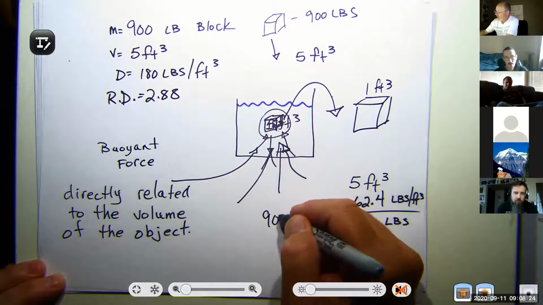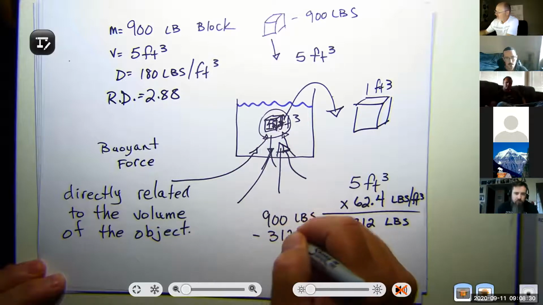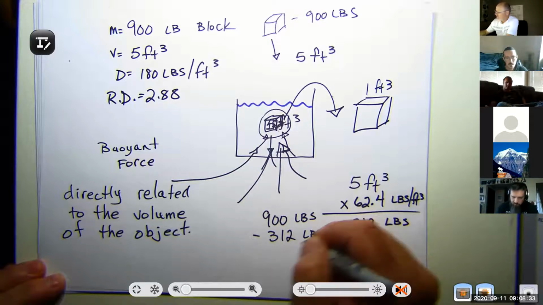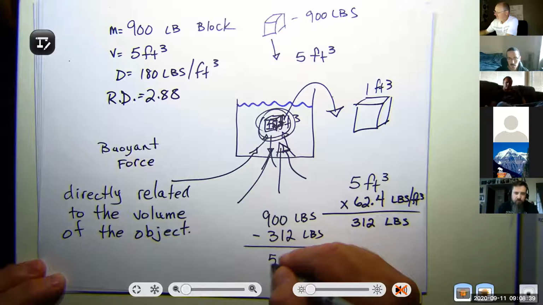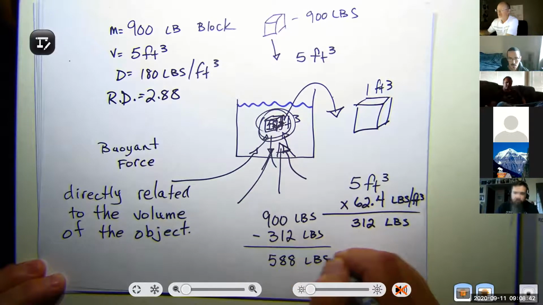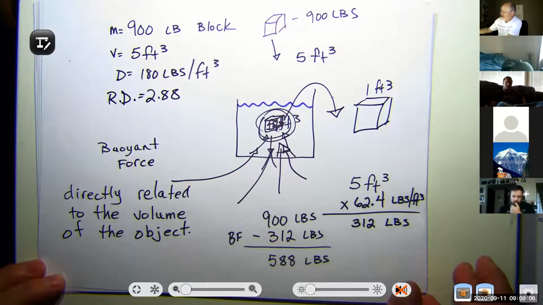So the object in air weighs 900 pounds. The buoyant force is 312 pounds. So when this object is in the water, it only weighs 588 pounds. So when that 5 cubic foot object is in the water, it only weighs 588 pounds, because we have a buoyant force of 312 pounds pushing up on it. So that's kind of cool.